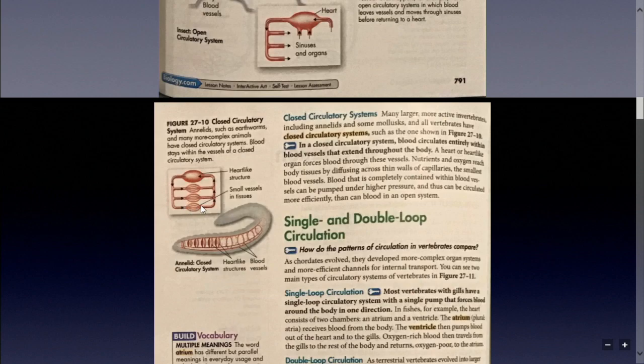So the blood stays inside of vessels, all right? But the substances can leak across it because that's called a semi-permeable membrane. The cell membrane is semi-permeable and capillaries are semi-permeable. Okay. So the point is that it circulates entirely within blood vessels that extend throughout the body.